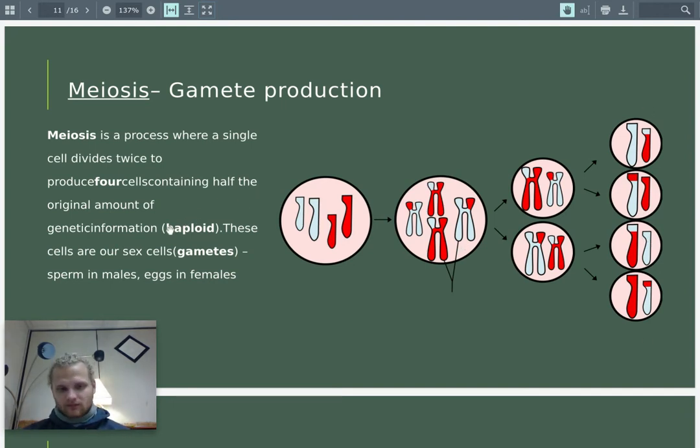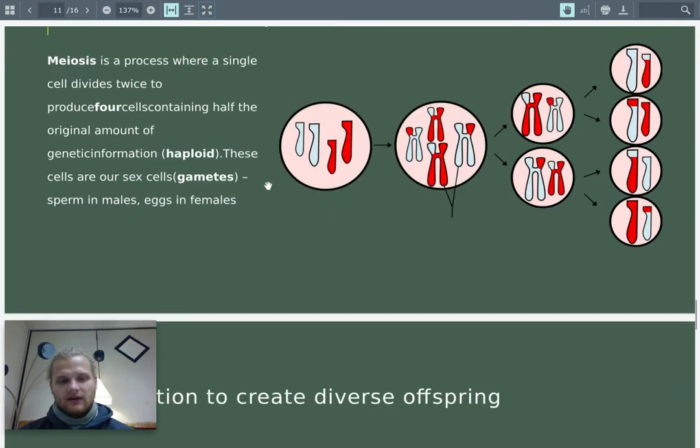Okay, hence we call it haploid. These cells are haploid because they have half the genes or chromosomes that you need, because you get the other half from the other parent. So again, these would become our sperm cells or our egg cells. All right, let's keep on going.